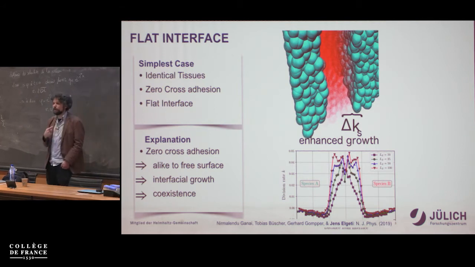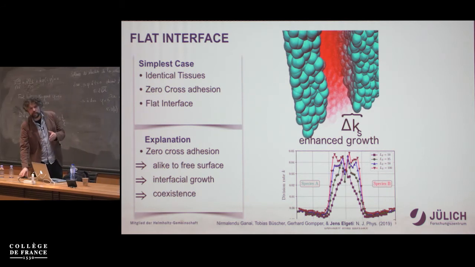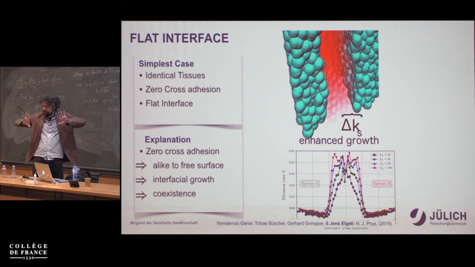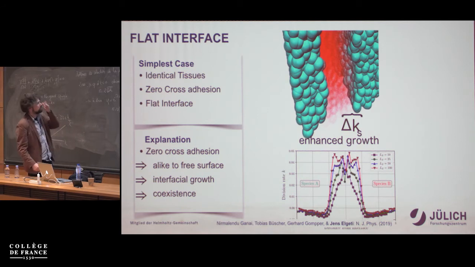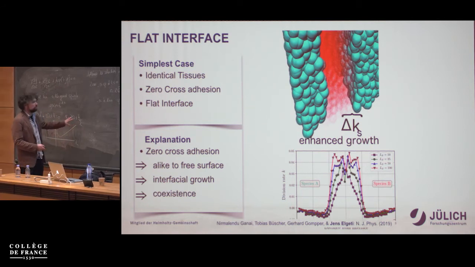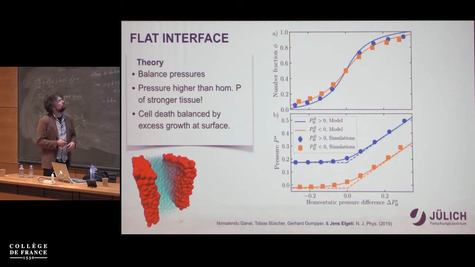That's a similar effect to what I showed you in the beginning. Because cells don't adhere to each other at the interface, they have an easy time moving relative to each other. So the cells at the interface have an easier time generating space for themselves in order to divide. So you have an excess growth rate at the interface. Again, you can plug this into the continuum equations and solve for the pressure.